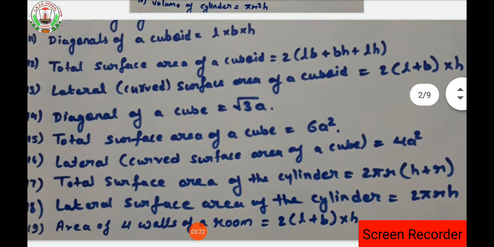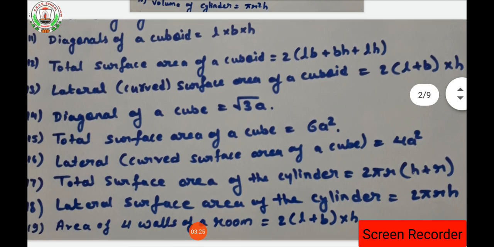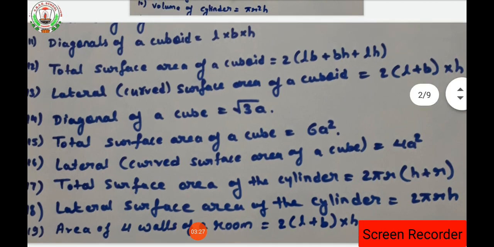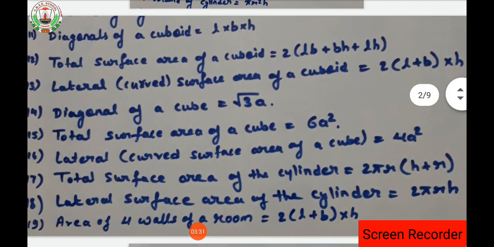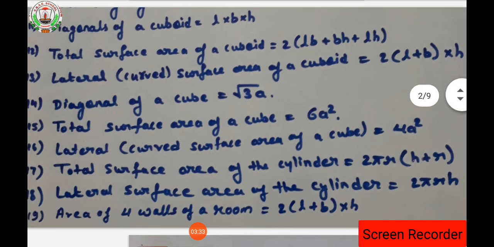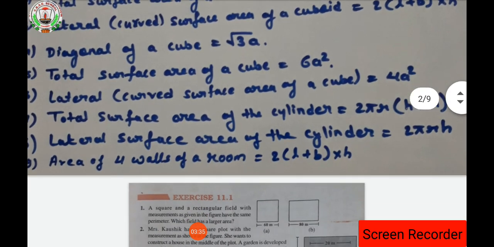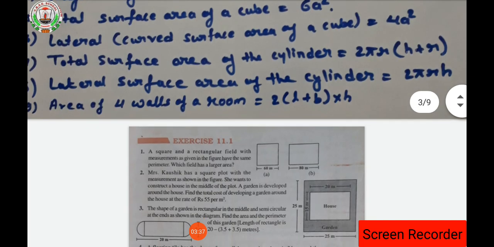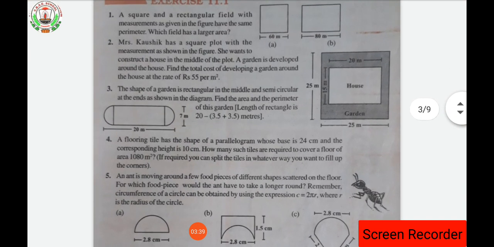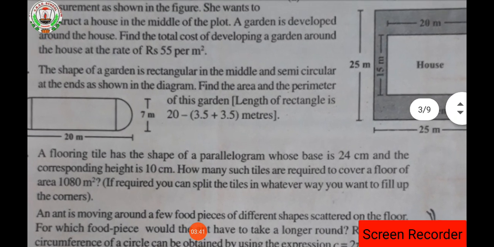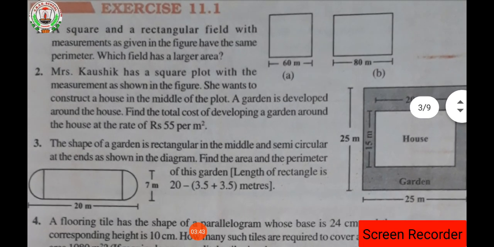Next one, lateral surface area of a cylinder is equal to 2 pi r h. Okay, pi value everybody knows, 22/7. The next one is area of the 4 walls of a room is equal to 2 into (L plus B) into H. So these are the formulas which are very important. So you have to write in your copy.